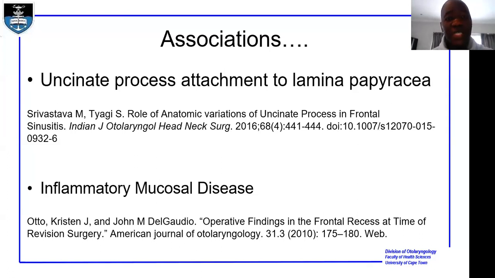Also, uncinate process attachment to the lamina papyracea, in this study, was found to be associated with frontal sinusitis. Though what they did was they looked at the patients who had chronic frontal sinusitis and discovered that in the majority of them, the uncinate process was attached to the lamina papyracea. But my question is, we don't know what the prevalence is in the general population of the uncinate process attaching to the lamina papyracea. So I think it will be difficult to draw that conclusion, but it is out there in the literature. And also inflammatory mucosal disease.